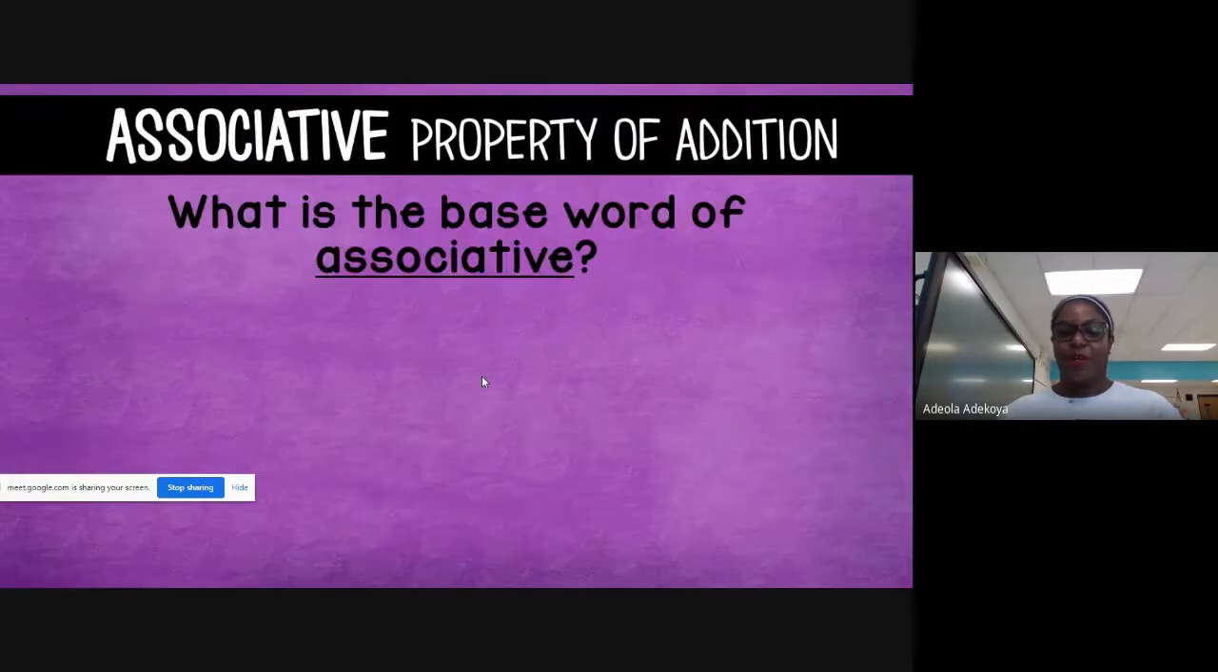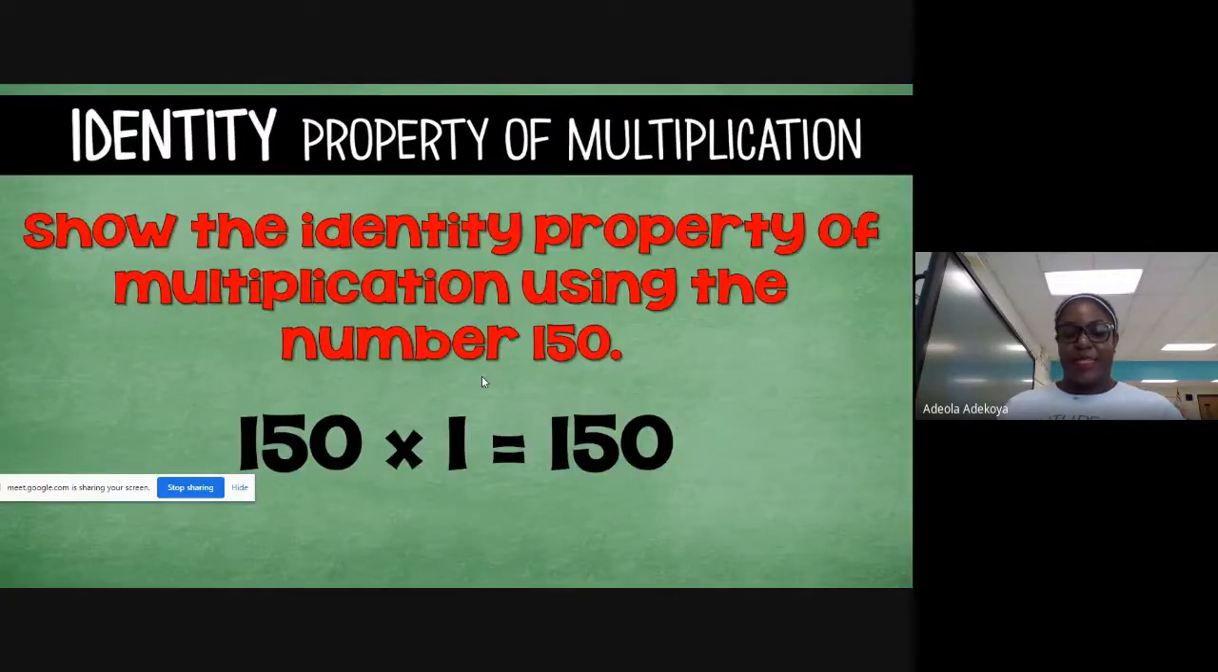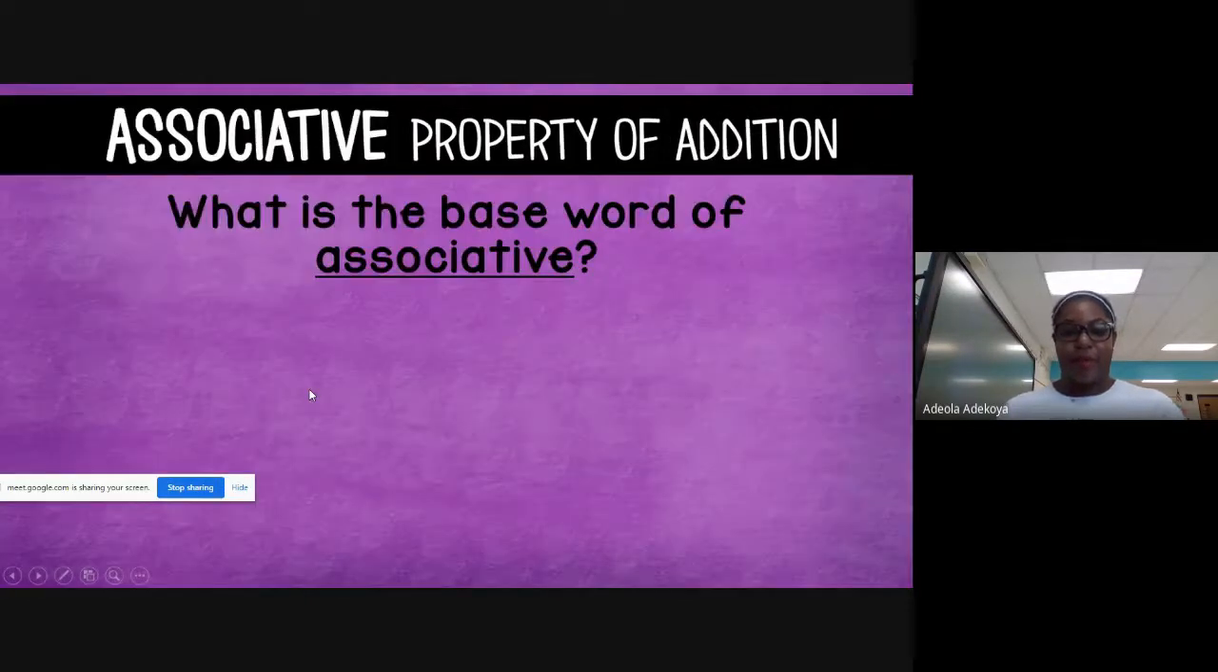So we've gone over commutative property, where the factors don't change. The order of the factors does not change the product. You still end up with the same product. Identity property, where the identity of the factor still stays the same as the product when we multiply by 1. And now we're going to work on associative property of multiplication.